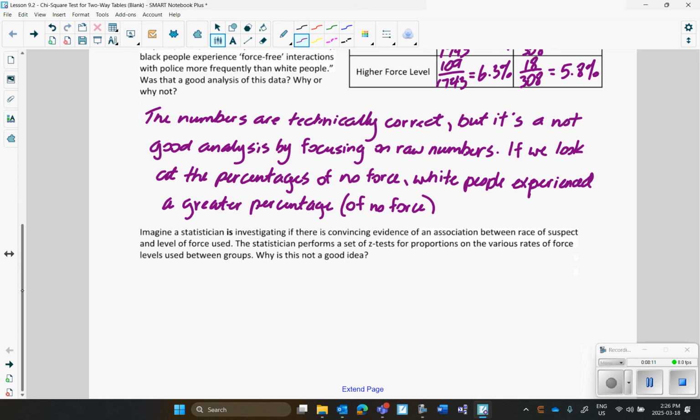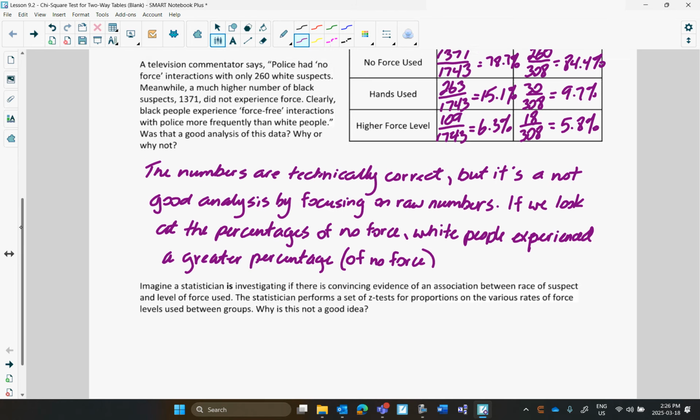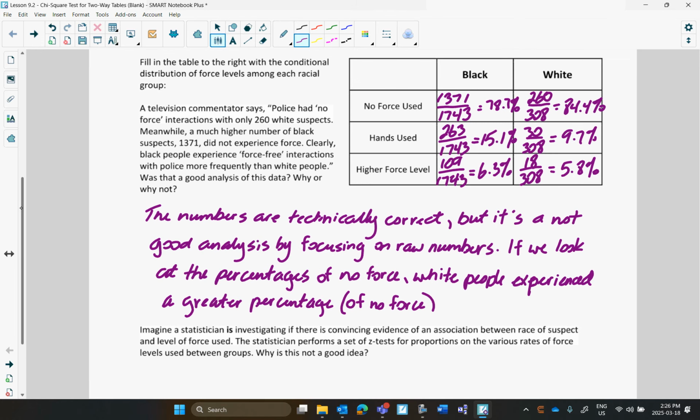So imagine a statistician is investigating if there's convincing evidence. This is a similar question to what I gave you guys in the last lesson. Okay? We could perform a series of Z tests on each level of force. Right? So we could perform a Z test on this to see if there was a difference between level of force used and race. And then we do one on this, and then we do one on this, but that's the problem of multiple tests.